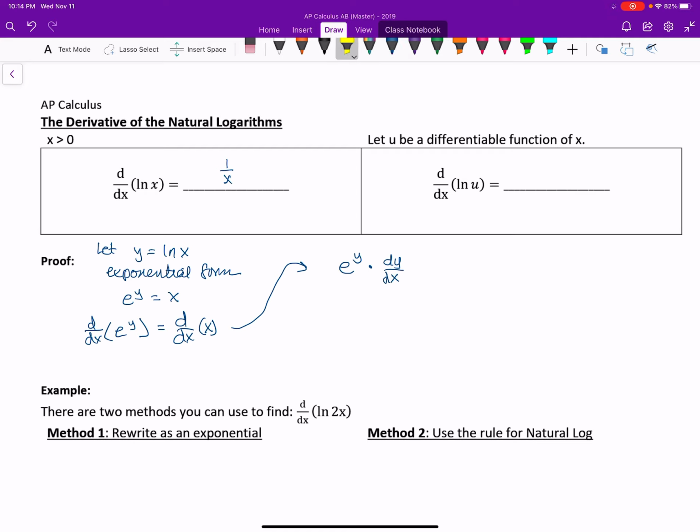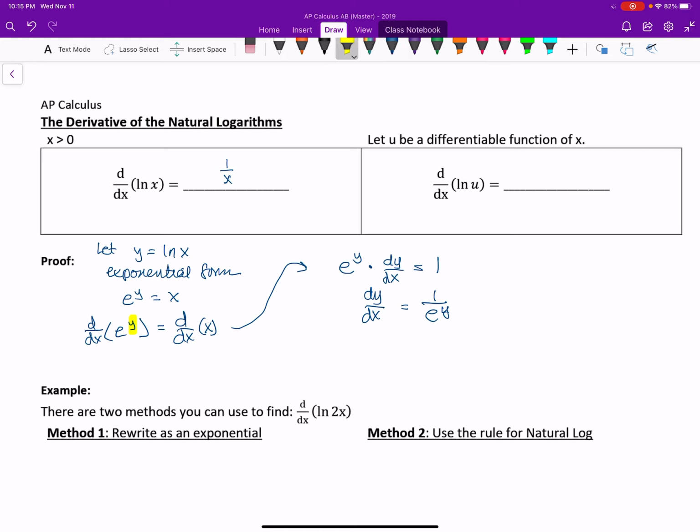So this part here is the inner function, that is y, right? So that's going to give me e to the y, because the derivative of e to the u is equal to itself, e to the u times du dx. In this case, it just happens to be y as the exponent. And then that's going to equal the derivative of x with respect to x, which is just 1. So then dy dx is equal to 1 over e to the y.